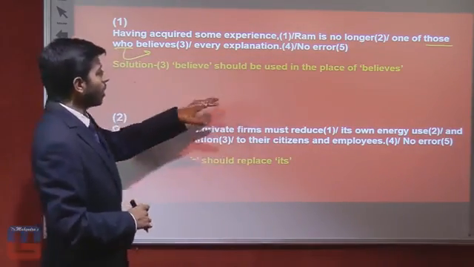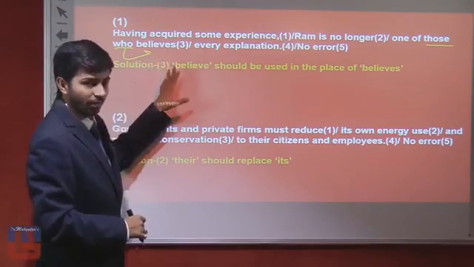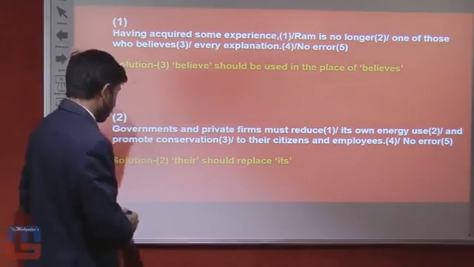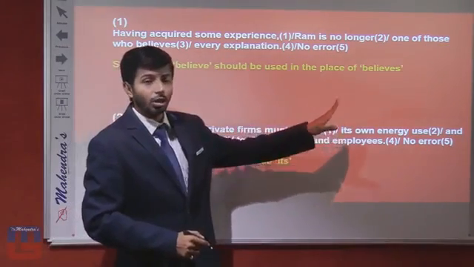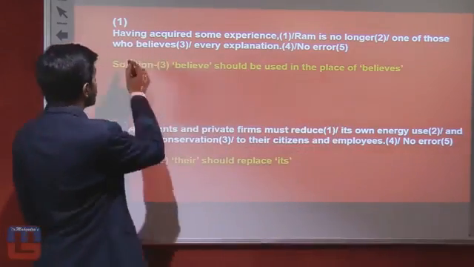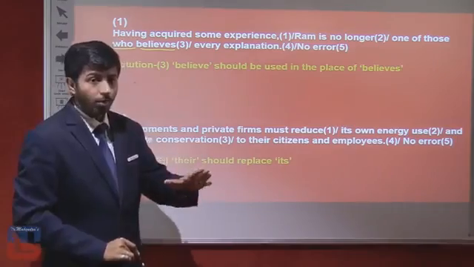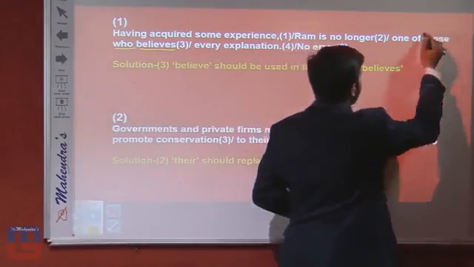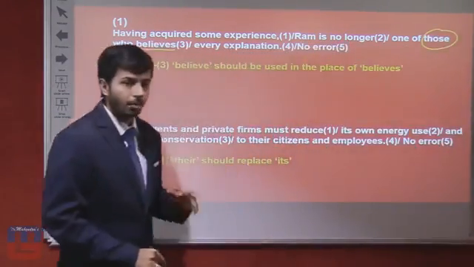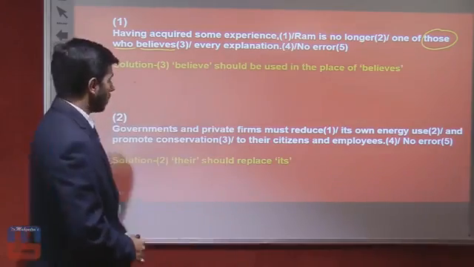Here "those" is plural, therefore we have to work with "believe." So this is the rule: when "one of" plus a plural noun is used with "who," the verb will be used according to the antecedent, which is in plural form. Therefore "believe" should be used in place of this.